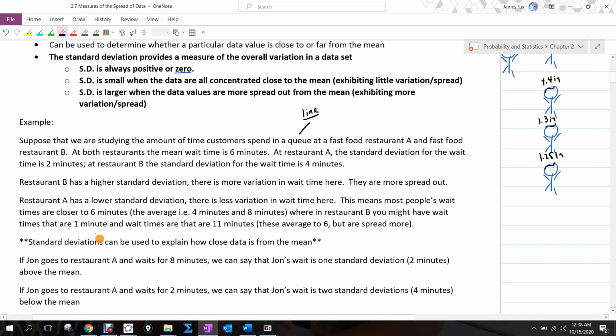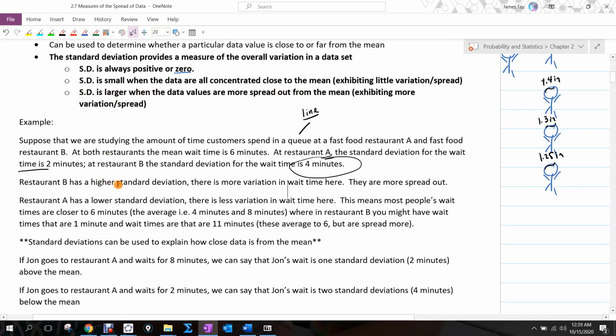Okay. So because restaurant A has a smaller standard deviation, that means that everybody going into restaurant A is experiencing similar wait times, okay? The data is more concentrated around 6 minutes than for those people going to restaurant B. Restaurant B has a larger standard deviation, so that means that the wait times are more varying, okay? There's greater variation between each data point.